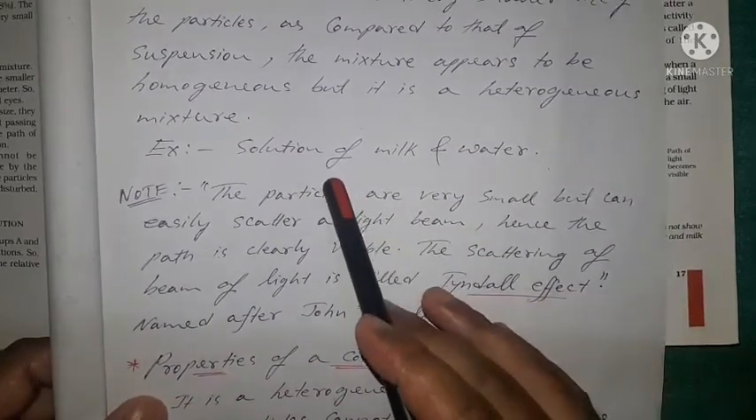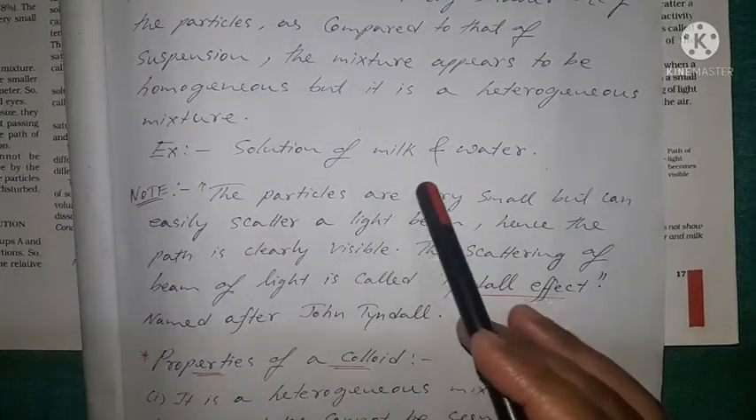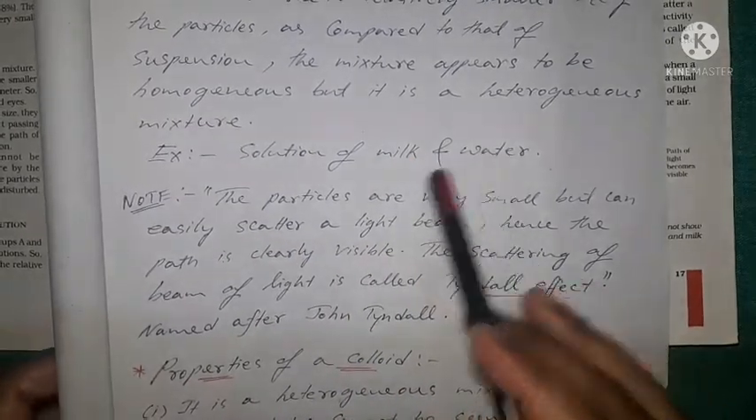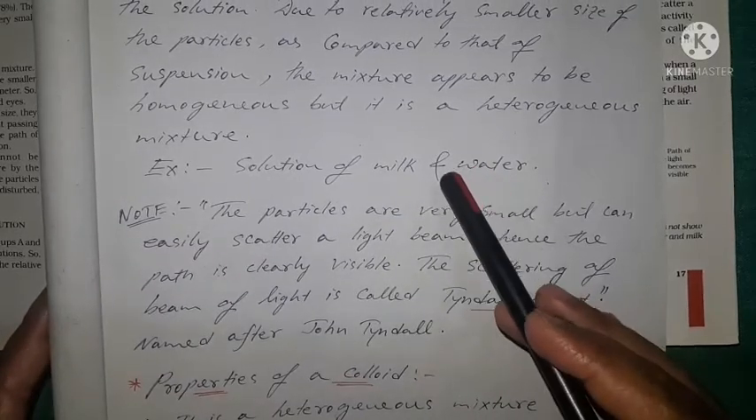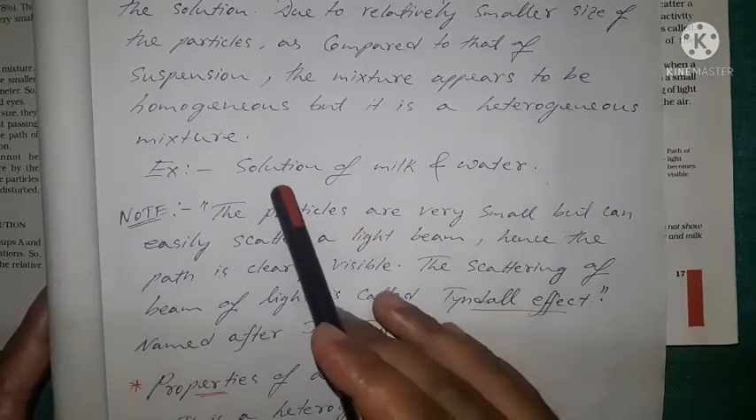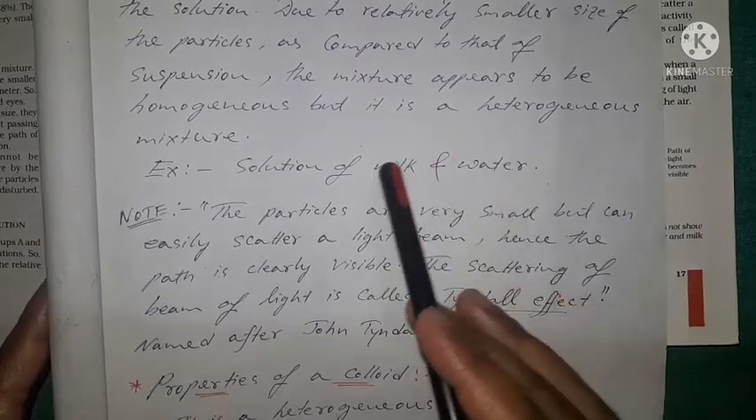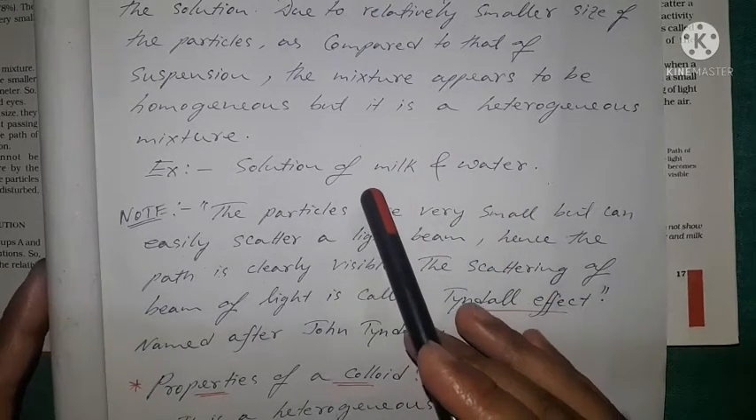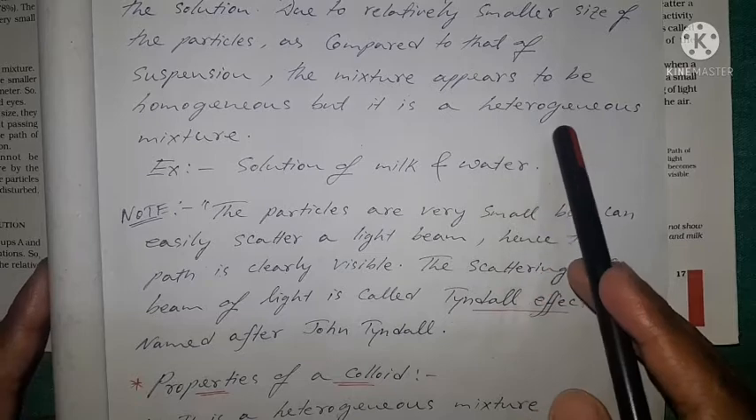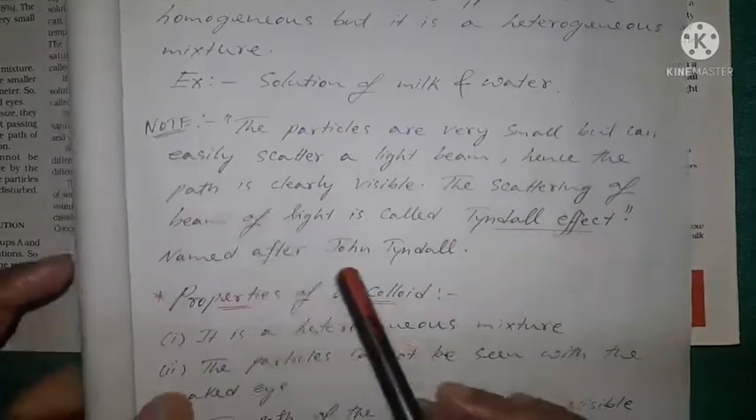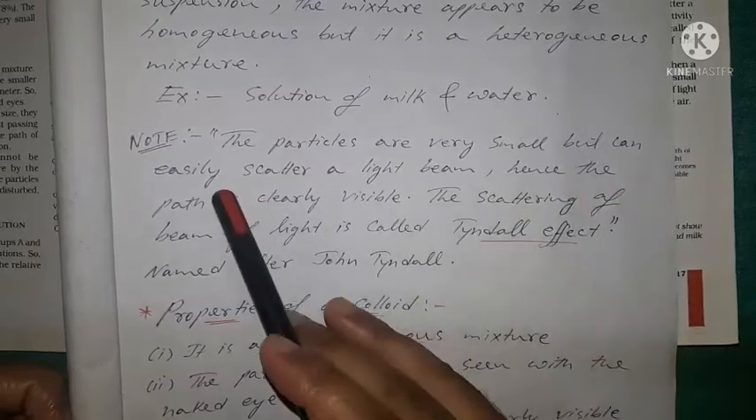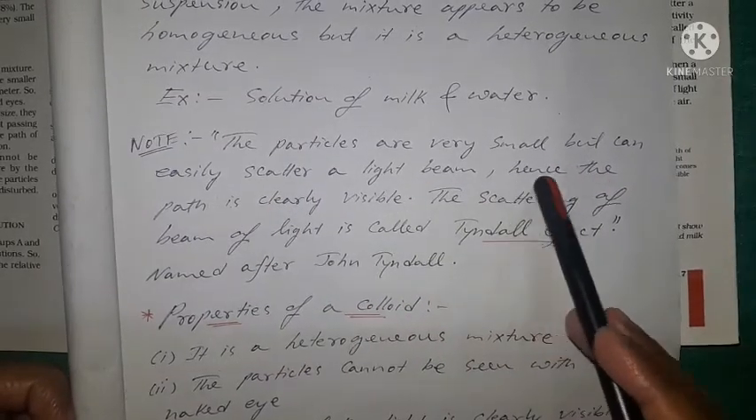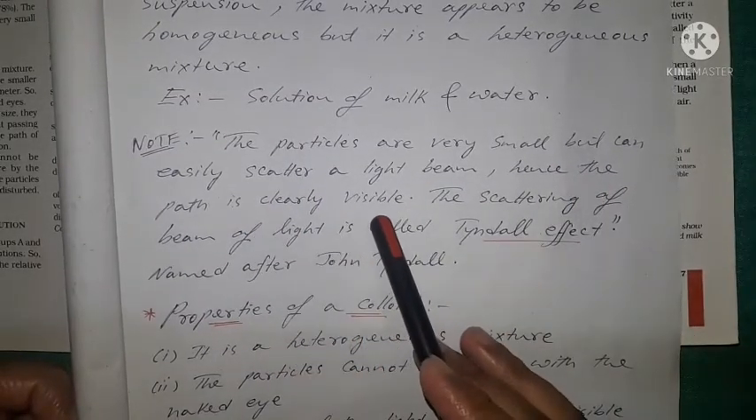If we mix milk and water, we cannot see the particles of milk floating on water. It is completely mixed, or uniformly mixed. So therefore, it appears as if the solution is homogeneous, but it is not. The solution is actually a heterogeneous mixture. Note: the particles are very small but can easily scatter a light beam. Hence the path is clearly visible.